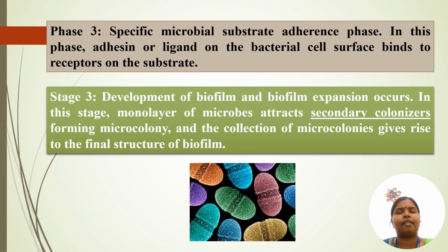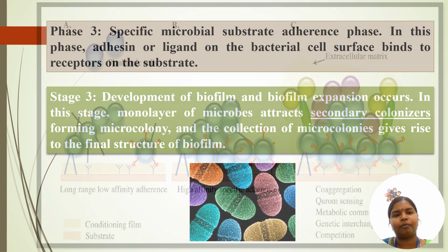The third phase in stage 2 is a specific interaction of the microbial community with the substrate. The adhesion occurs by means of adhesins or ligands on the bacterial cell surface that bind to the receptors on the substrate. Stage 3 is the development of the biofilm, where biofilm expansion occurs and the secondary colonizers come and occupy the biofilm community, giving rise to an advanced structured biofilm.